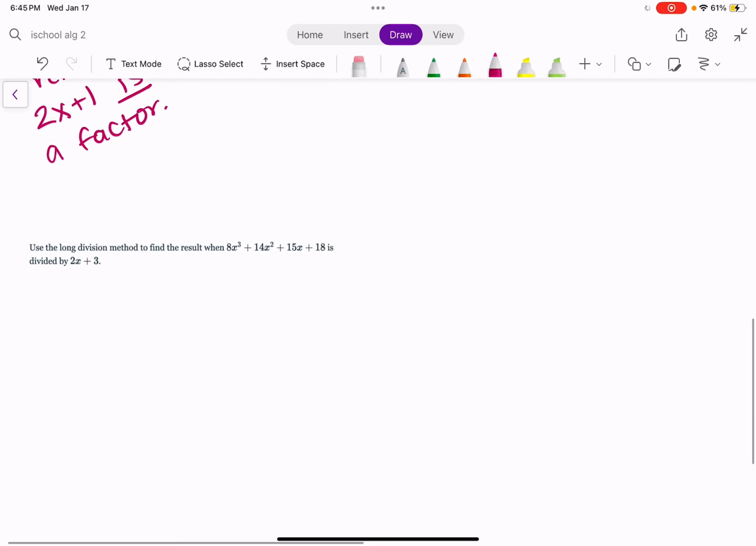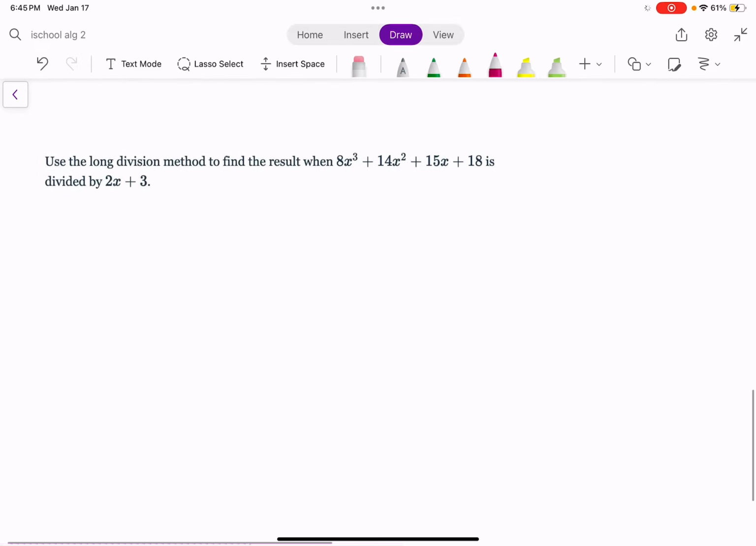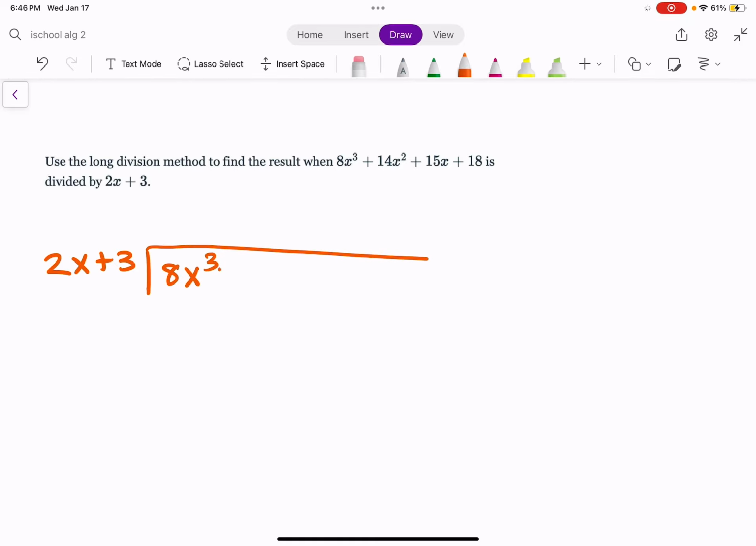So let's do another question. So I'm going to set up my problem. So 2x plus 3 divided by, I said that wrong. 2x plus 3 goes on the outside. This long polynomial goes on the inside. I'm going to set up my work. So same thing. First thing on the inside divided by first thing on the outside.